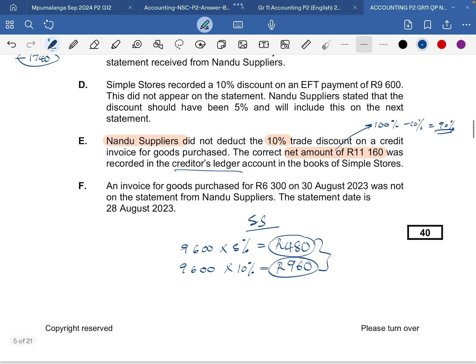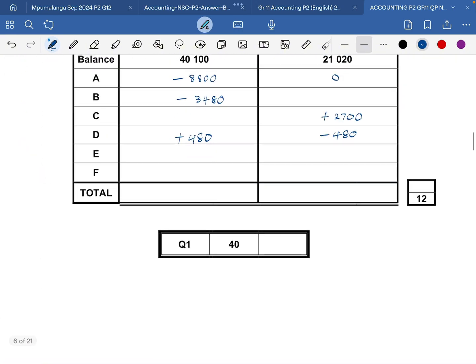So now we need to determine this trade discount that was not recorded by Nandu. We're going to simply take 11,160 multiplied by what we want, which is the 10, over what we know, which is the 90%, right? Then we're going to say 11,160 multiplied by 10 over 90, which is 1,240. So we're going to take that 1,240 and simply subtract it there.